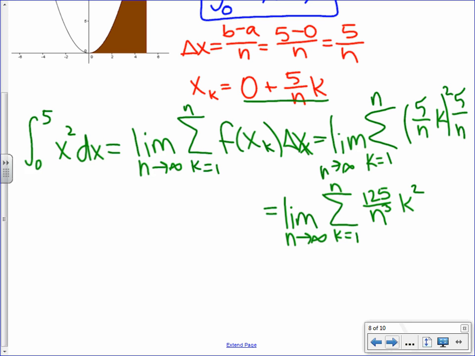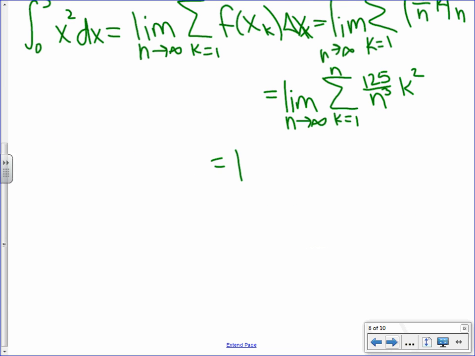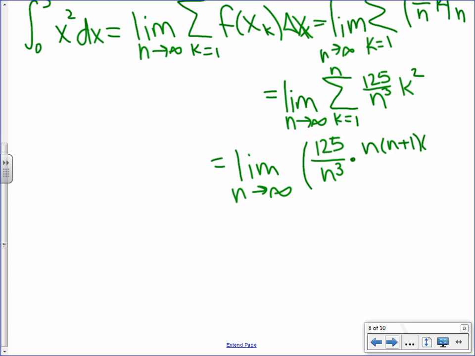So now we get to evaluate this limit, right? So let's first of all work on our summation. This is basically 125 over n cubed times the sum from 1 to n of k squared, which is n times n plus 1 times 2n plus 1 over 6. Okay, so this is the summation now.